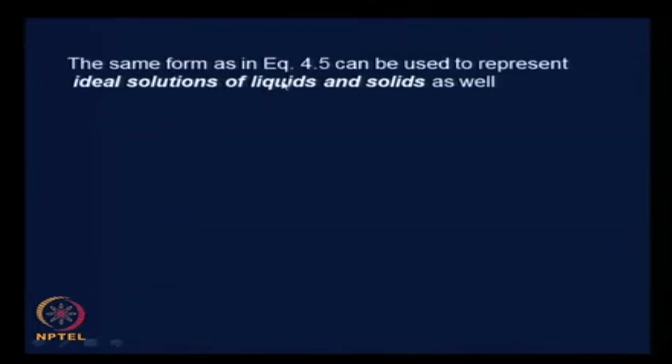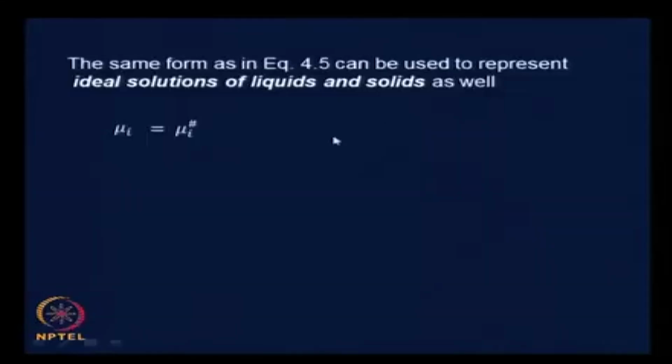The same form can be used to represent ideal solutions of liquids and solids as well, in homogeneous mixtures of liquids and solids. Earlier it was for mixtures of gases alone. So for an ideal solution of liquids and solids, for every component i, mu i equals a certain mu i hash plus RT ln xi. This is equation 4.6, which can be written as mu i naught plus RT ln fi hat, going by a previous way of writing things. This is a more convenient thing to remember, please go by this.